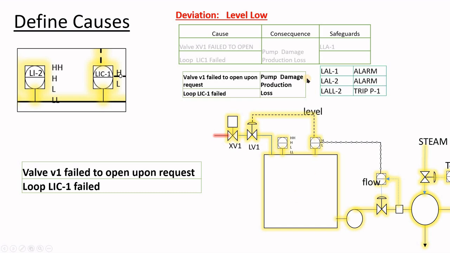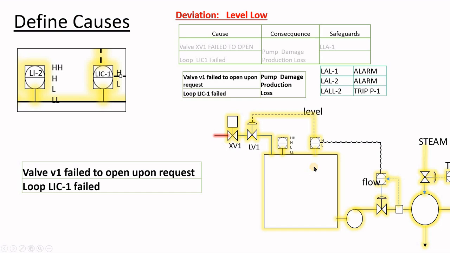Once you finished all your causes of the level low, you can look at your safeguard. The safeguard here are the level alarms and the action from the control system to stop the pump. Now this transmitter is associated with the control system or the SIS system that trips the pump. But if this one is failed, then your control system will not be able to trip your pump. That means I can't use the control system as a safeguard in the case of failure of this transmitter.